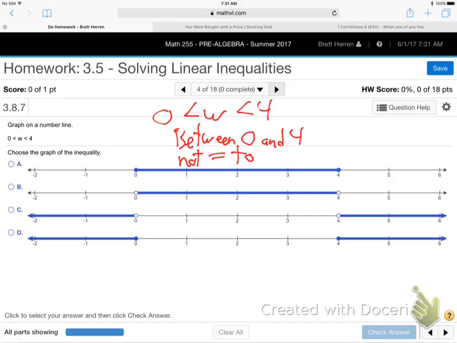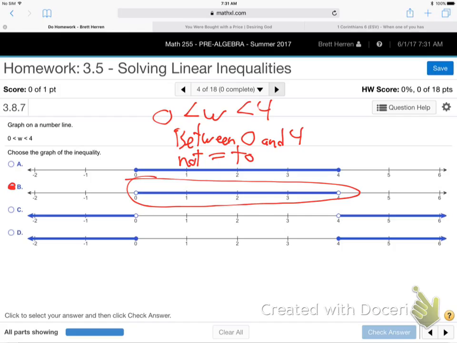So which one's that? B. It's this one right here. Make sense? The shading goes between 0 and 4, but it doesn't hit the 2 ends because it's not equal. Can't be right on 0 or 4. So W is greater than 0, but less than 4. Exactly. That's what it's saying.